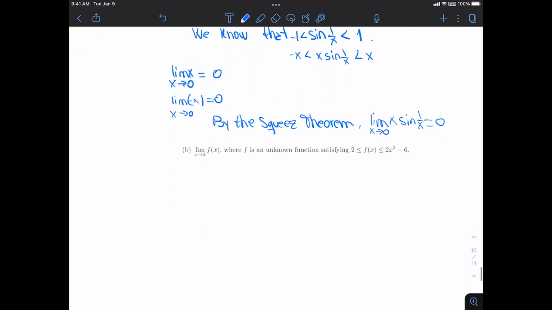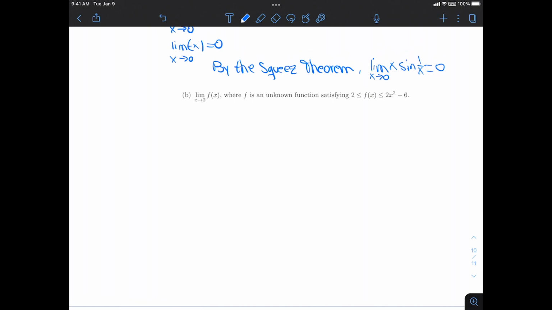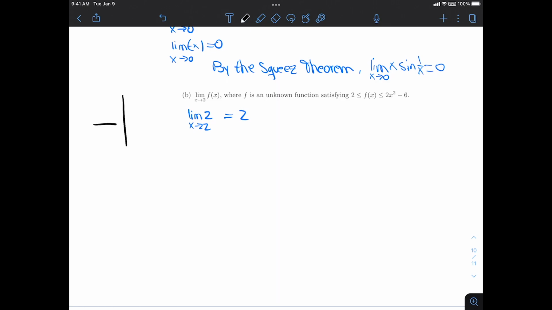This is B, right? Let's take a look at B. B is saying that you don't know anything about f this time. We don't know the formula for f, so it's an unknown function, but we do know that it's between these two guys. So we know that the limit of 2 when x goes to 2, and I'm using this as a value there, equals 2, of course. So the function 2 is this horizontal line over there.